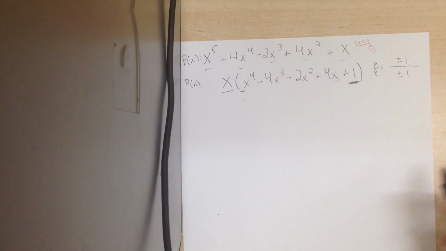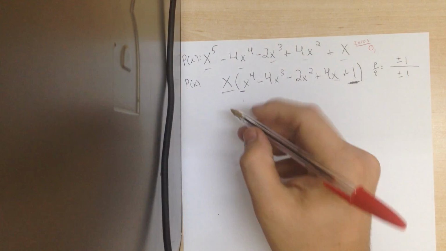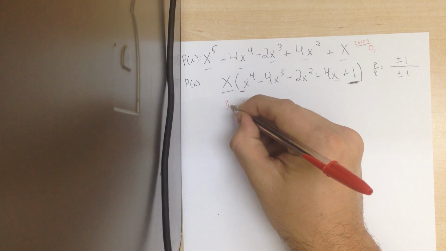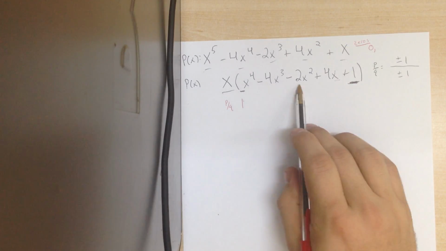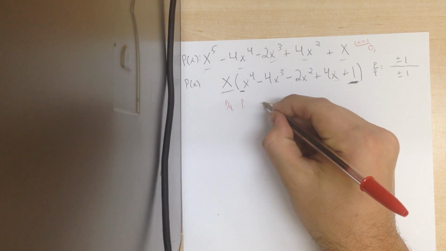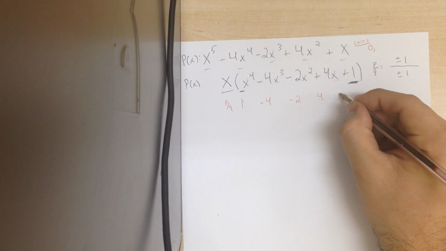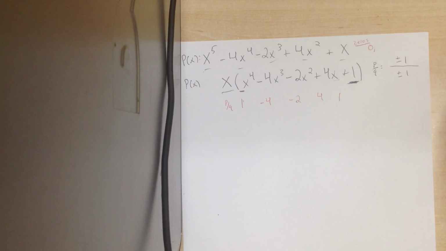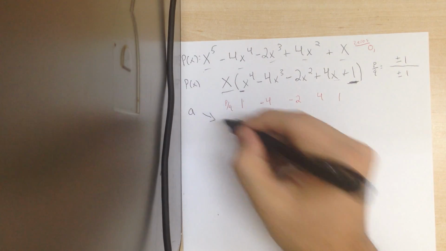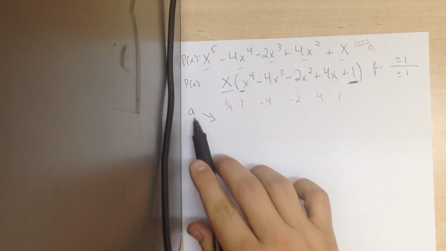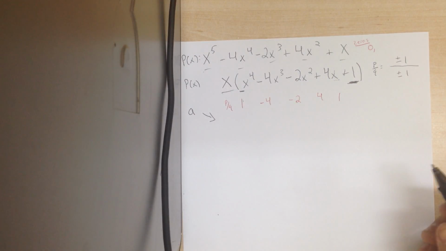Okay, so I'm going to go for a synthetic substitution table. I'll write the top level in red. So my coefficients in descending order here are 1, negative 4, negative 2, 4, and 1. So now what I'm doing is testing my different roots here. What's going to go here are all the possible different roots that could work for this equation, all the different zeros that might work out.